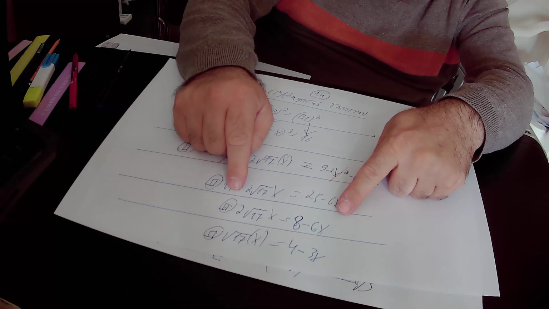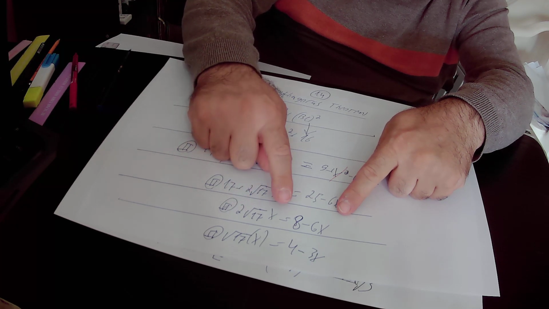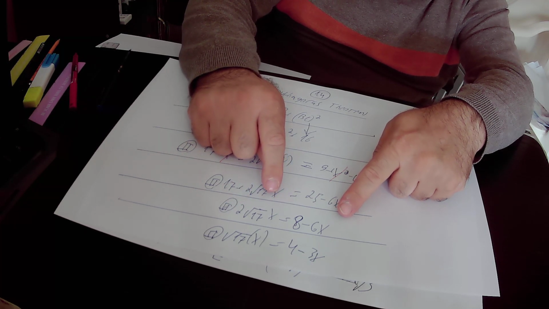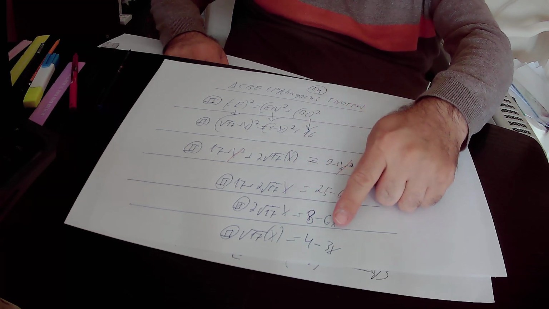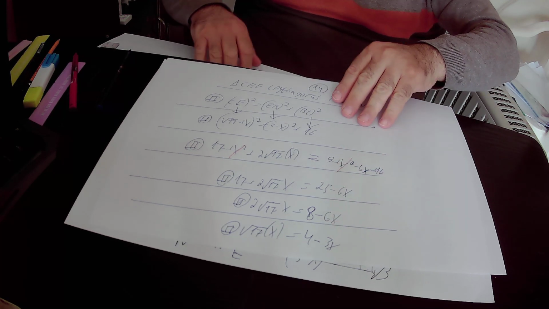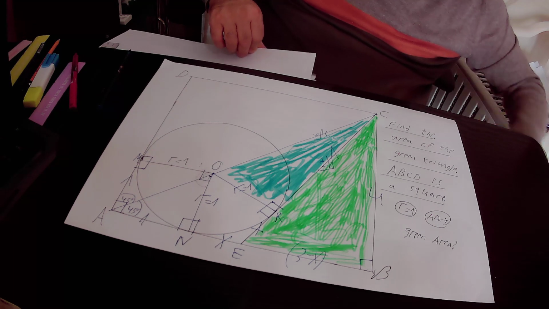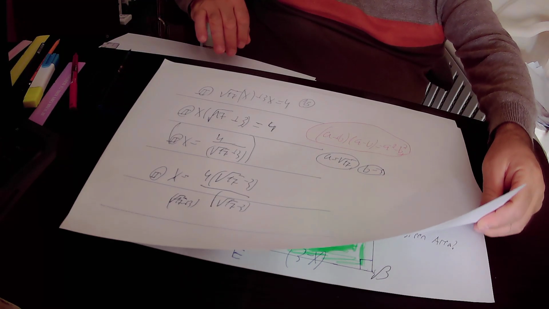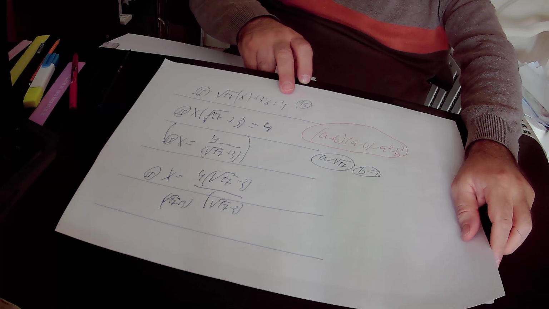Here we divided equation number 2 by 2, and we got the square root of 17x equals 8 over 2 is 4, and minus 6 over 2 is minus 3x. So in conclusion, we got the square root of 17x equals 4 minus 3x. We added 3x to this equation number 2, and we got that square root of 17x plus 3x equals 4.